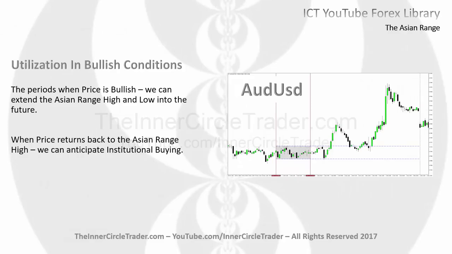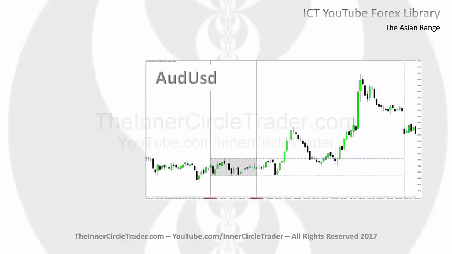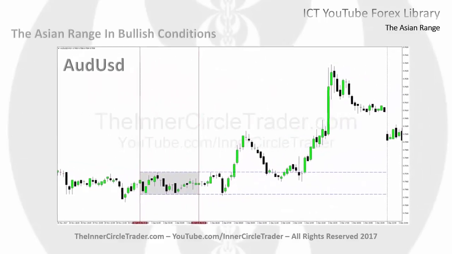Okay, so let's take a look at how we can utilize it in a bullish condition. Now, the periods when price is bullish, we can extend the Asian range high and low into the future. When price returns back to the Asian range high, we can anticipate institutional buying. So let's take a look at that as an example here.